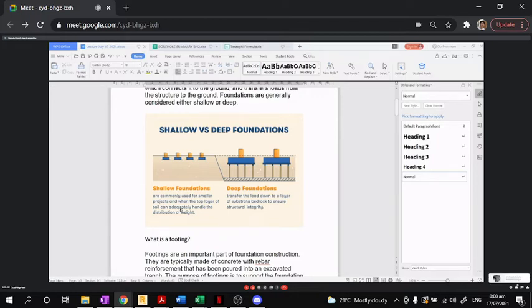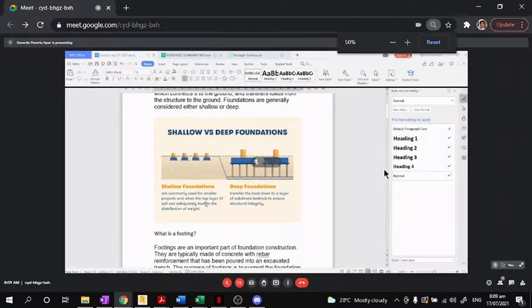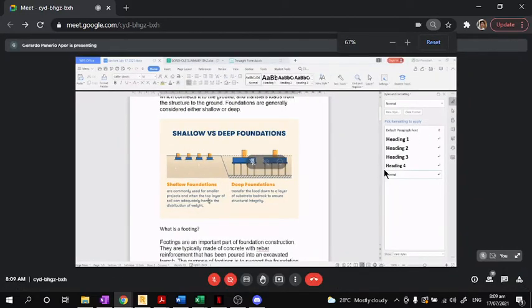Shallow foundations are commonly used for smaller projects, and when the top layer of soil can adequately handle the distribution of weight. So shallow foundations are for smaller projects, such as 2 to 3 story buildings. So if you compute the weight, the weight is small. You compute the soil bearing capacity of the soil. And if it cannot handle it, you do an improvement, just like compaction. And if it still cannot handle it, that's the time you resort to the deep foundation.